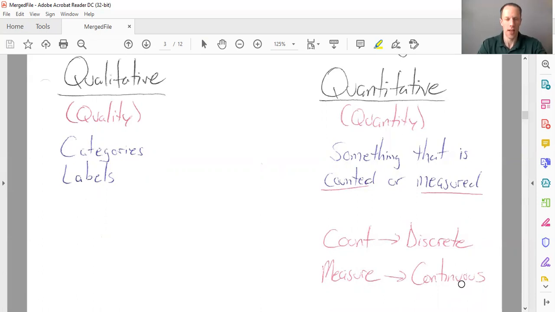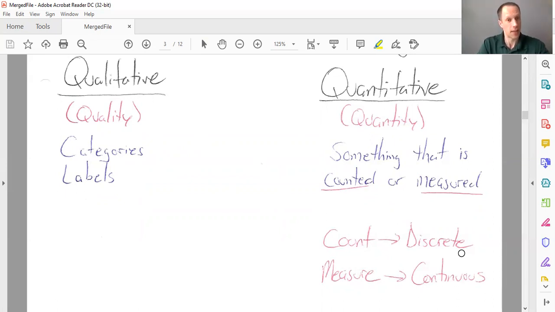So for example, if I walked into a classroom and I said, I wonder how many students are in this class, I could start to count 1, 2, 3, 4, 5, 6. That would be discrete quantitative data because I'm counting something. Now, let's say I wanted to know how tall the people are in that class. Well, I might have to take out my ruler or my measuring tape and have each person stand up and I can measure their heights. Since I'm measuring there with a tool, that would be continuous quantitative data.